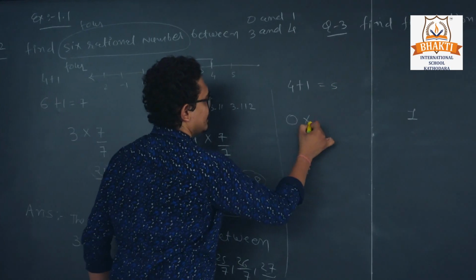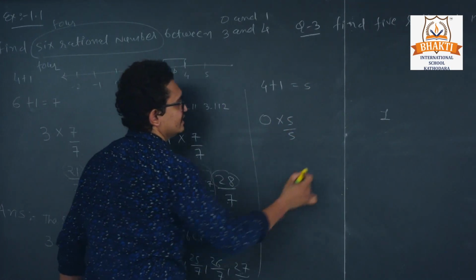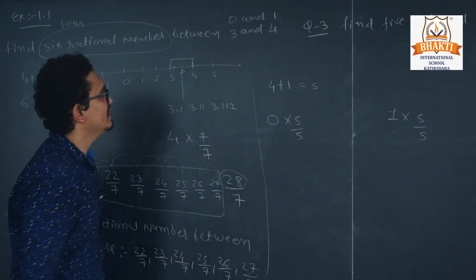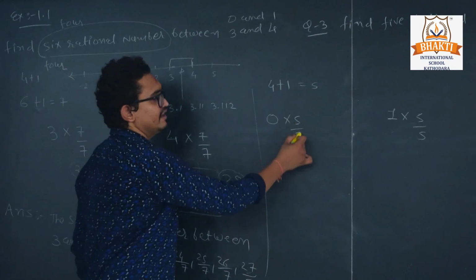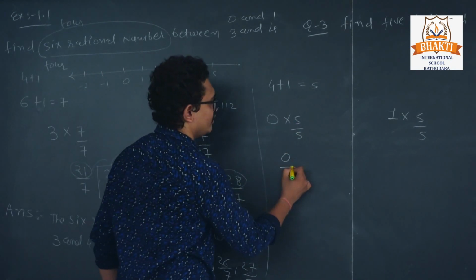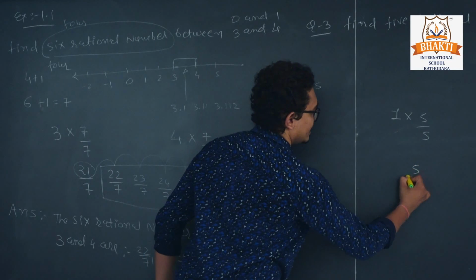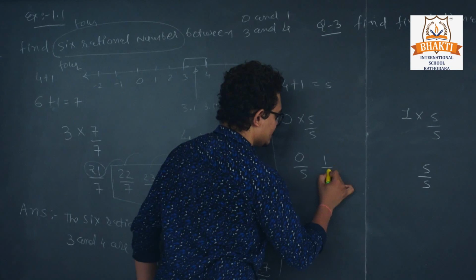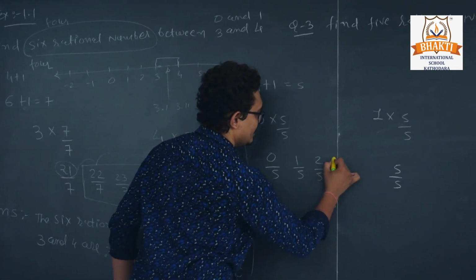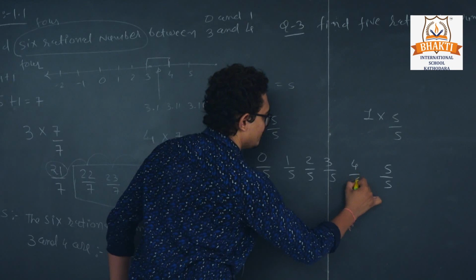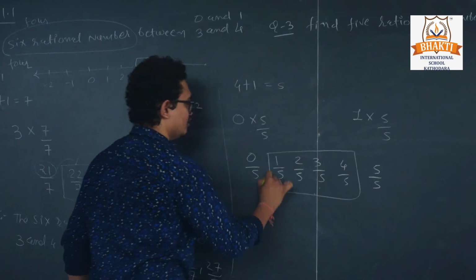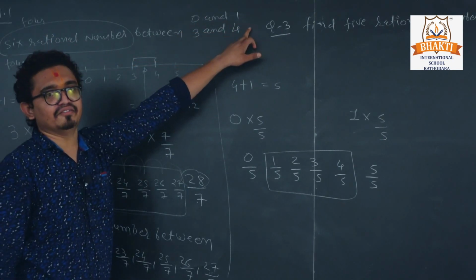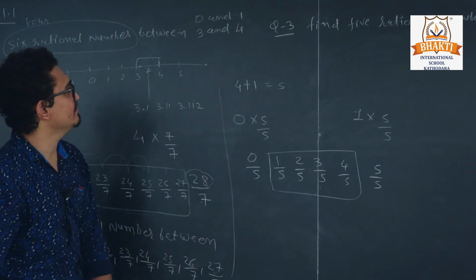Now we multiply with 5 and divide with 5. Once again we take the same procedure: 0 multiplied by 5 and divided with 5, so 0 upon 5, and here 5 upon 5. Between 0 and 5 we have how many rational numbers? 1 by 5, 2 by 5, 3 by 5 and 4 by 5. So these are the 4 rational numbers present between 0 and 1. So this is the extra example.